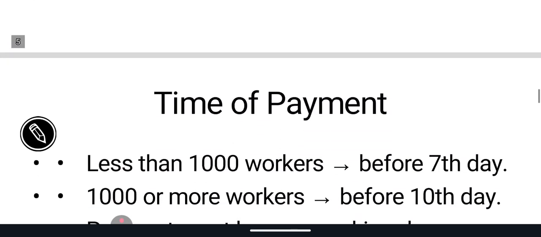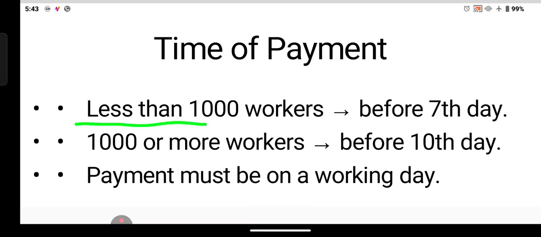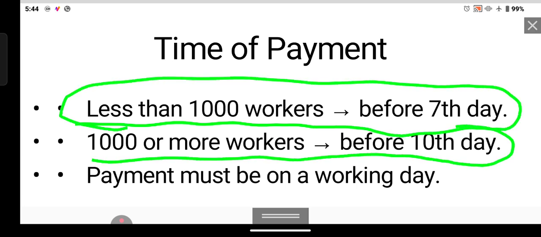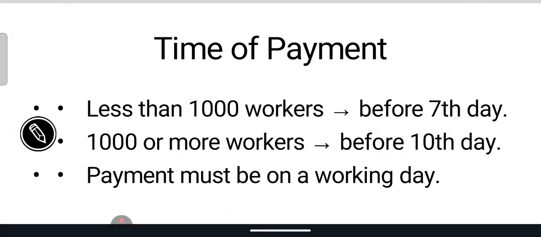So now the next one, time of payment. Less than 1,000 workers, before the 7th day. Remember this thing. This is the most important thing that UPSC might really look at before it makes the question paper for you guys. You should take a screenshot of these things, because this might really come in the examination. So it talks about time of payment.